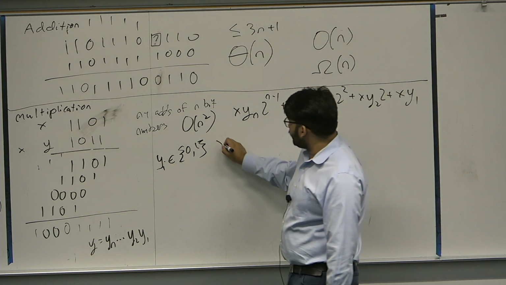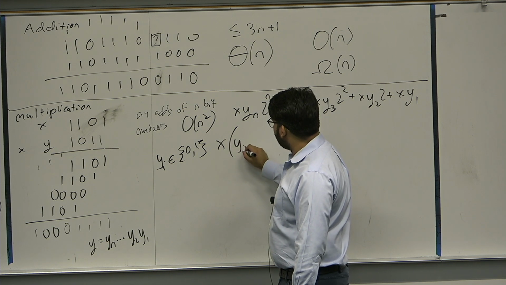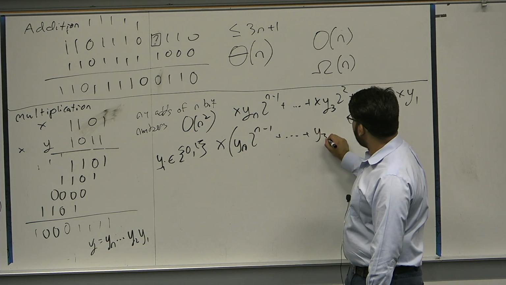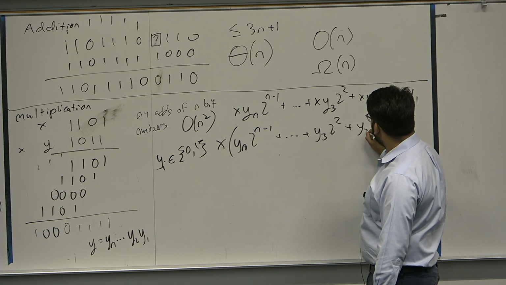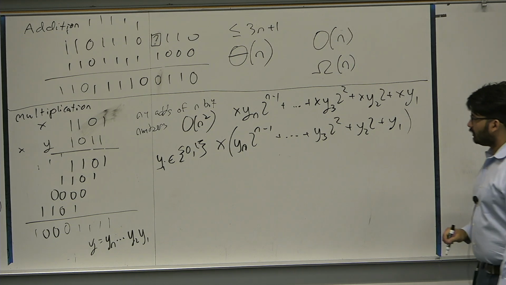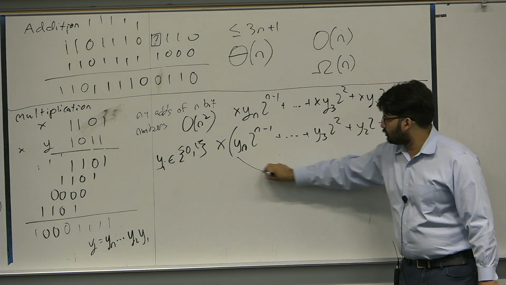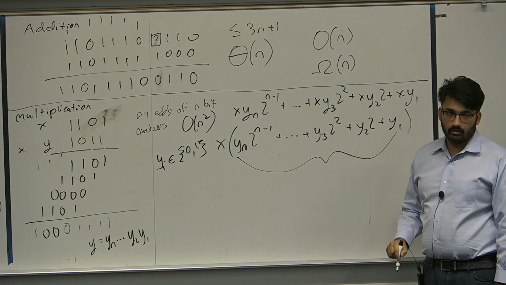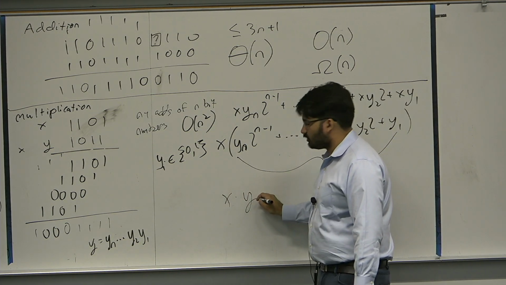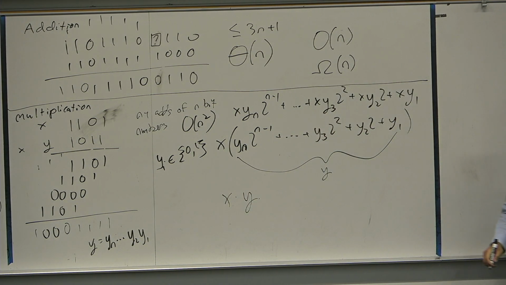Let's undistribute an x. We get x times (yn 2 to the n minus 1 plus ... y3 2 squared plus y2 2 plus y1). What is this? This is y. So this whole thing is just x times y, so it does actually output the correct answer. You've probably never seen that before, even though you've known this algorithm since grade school. This one is quadratic time.